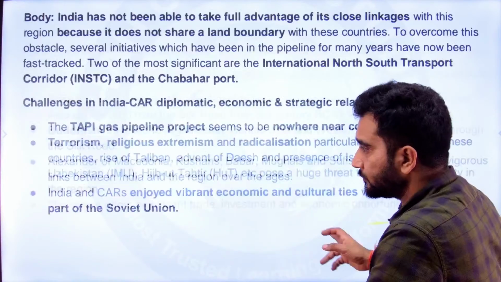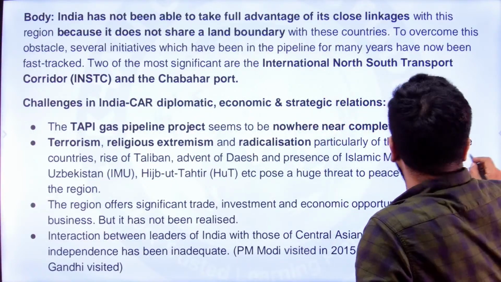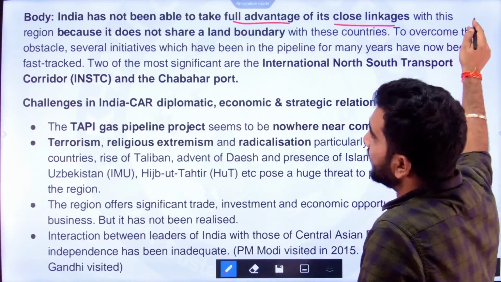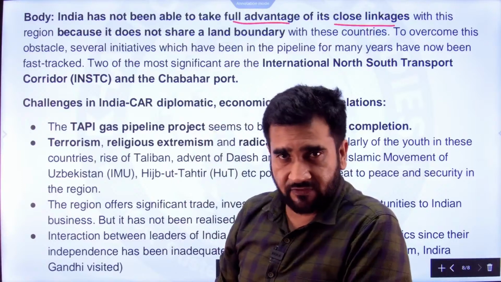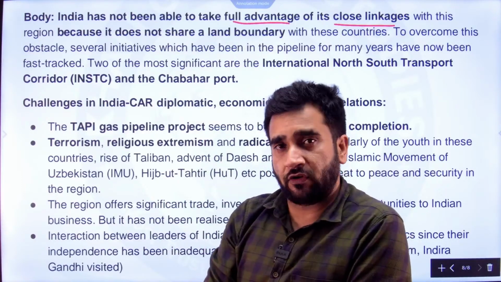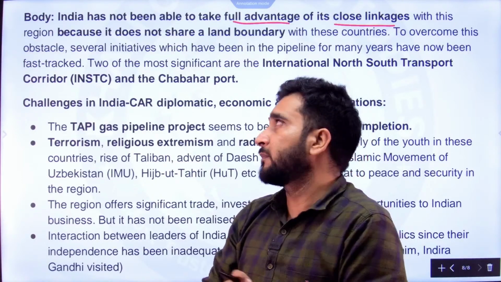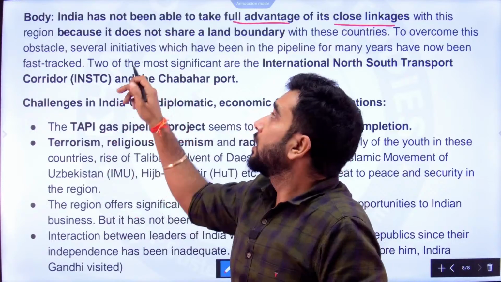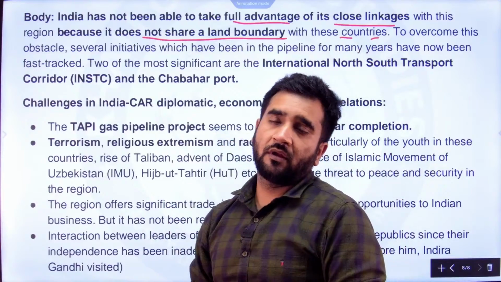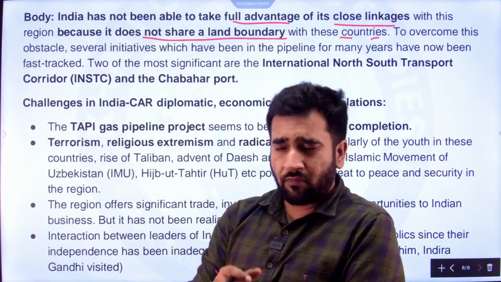So this is there. Now in the body part, what you have to write: India has not been able to take full advantage of its close linkage with this region. We have historical ties, we've seen that. Cultural ties, we've seen that. But India is not able to take advantage of these historical and cultural ties with the Central Asian region. Why? Because it does not share a land boundary with these countries. So this connectivity is the issue.